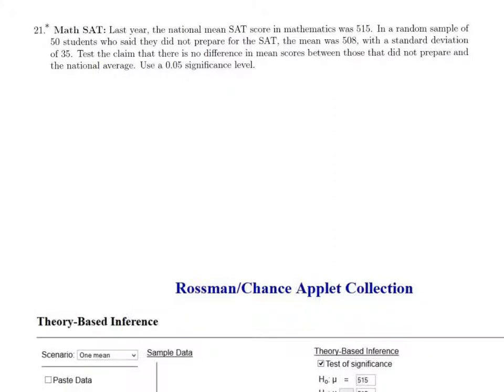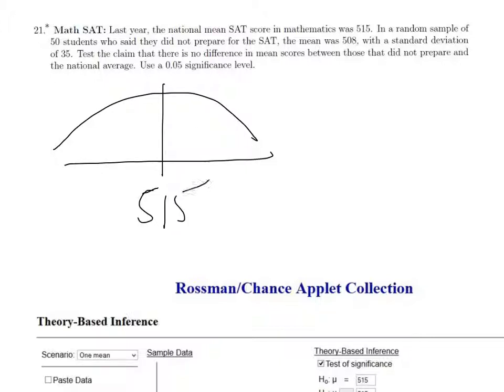So this is from Chapter 8, and it's a significance test for sample means when we don't know the population standard deviation, because these things come from a sample. So we're going to be using the t-distribution, but first off, we do need to think about what's going on here. So they're saying last year the average SAT score in math was 515.